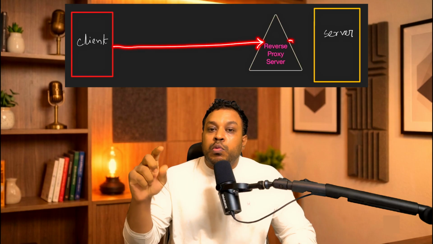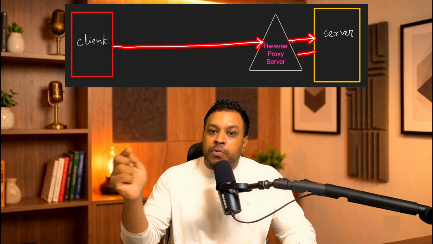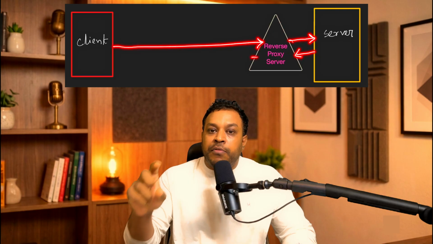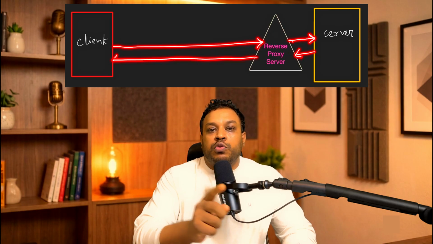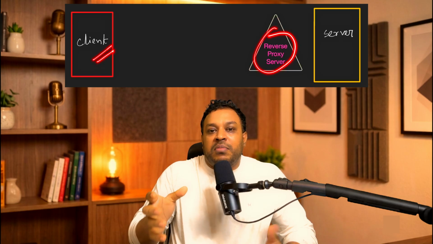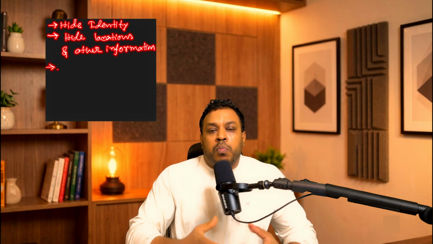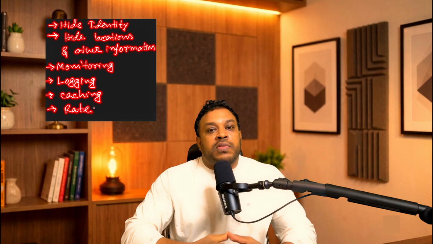The reverse proxy server will forward the request to the server and the actual server will send back the response to the reverse proxy server and reverse proxy server will send back the response to the client. So client will think the reverse proxy server is the actual server. It will never know that. So it is used for many reasons, basically to hide identity of the server. We use reverse proxy server. The client may want to hide its location, its information and many more things. Okay, even for monitoring or even for logs or caching, these proxy servers are used.